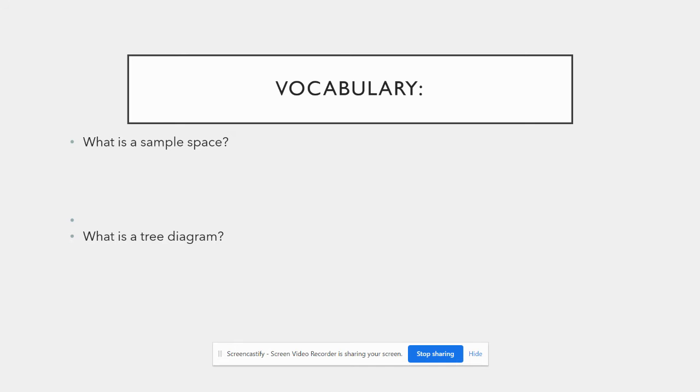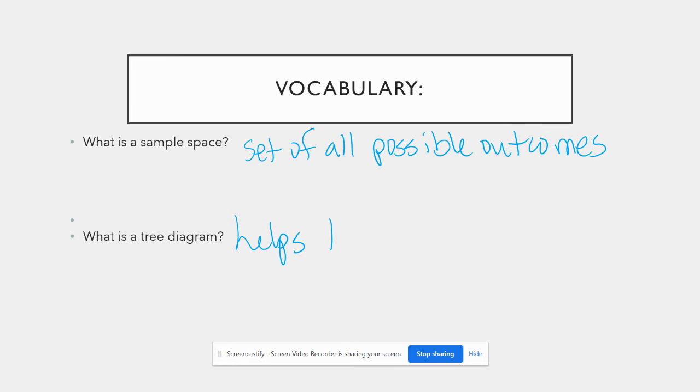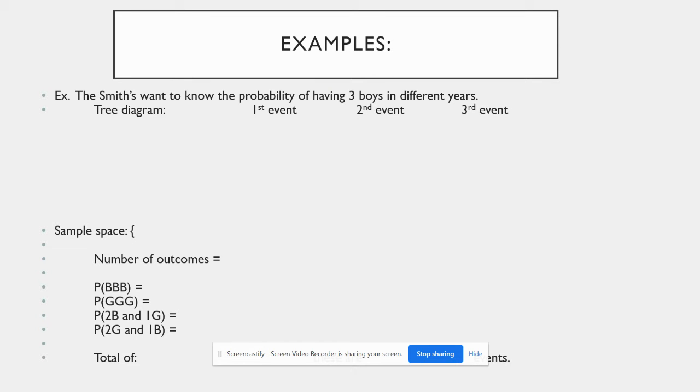Some more vocabulary for us. A sample space. A sample space is the set of all possible outcomes. So all the different ways that something can be answered or spun or flipped or rolled or anything like that. A tree diagram helps to display outcomes. So we're going to work on a tree diagram so you can see what it looks like.